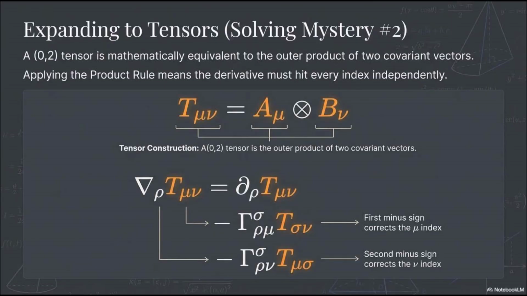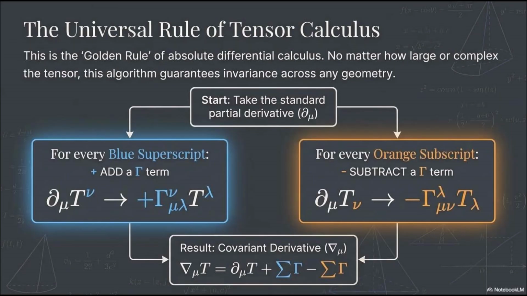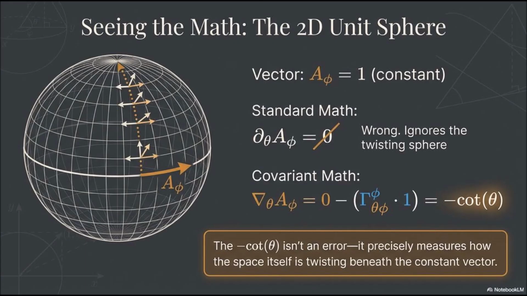The text walks through a physical calculation here. Let's set up the math for our sphere. The spherical metric, ds squared equals d theta squared plus sine squared of theta times d phi squared. Using this metric, this specific dynamic ruler for a globe, the text calculates the relevant twisting noise, the Christoffel symbols.